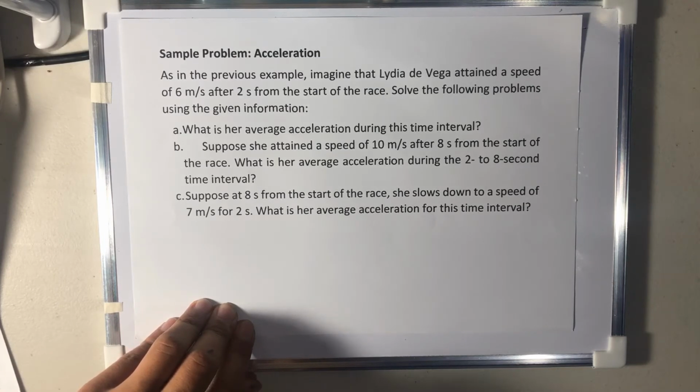B. Suppose she attained a speed of 10 meters per second after 8 seconds from the start of the race. What is her average acceleration during the 2 to 8 second time interval? And C. Suppose at 8 seconds from the start of the race, she slows down to a speed of 7 meters per second for 2 seconds. What is her average acceleration for this time interval?